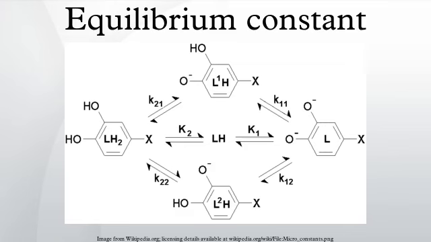The equilibrium constant of a chemical reaction is the value of the reaction quotient when the reaction has reached equilibrium. At any given temperature, the equilibrium constant has a value which is independent of the initial and actual concentrations of the reactant and product species. For a given set of initial concentrations, the equilibrium constant can be used to determine the composition of a system at equilibrium.